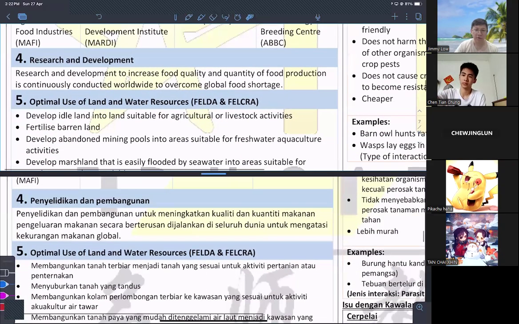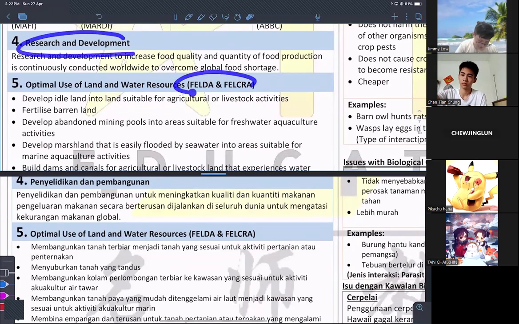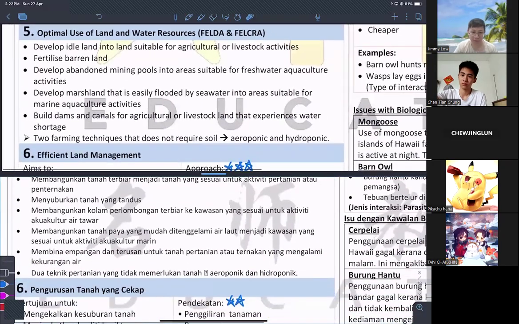So, talking about the next one, Felda, Felcra, research and development, no need. The R&D stuff, no need. Felda, Felcra, no need. Save some effort.